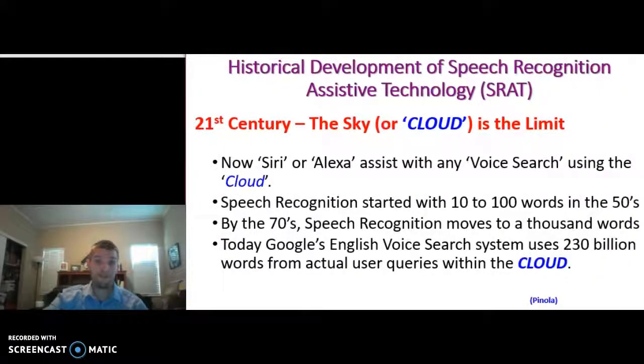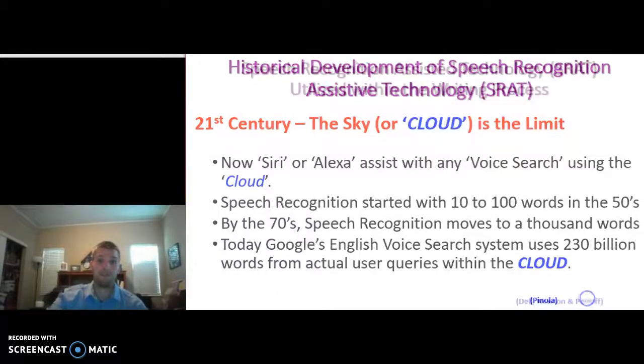In the 21st century, now Siri or Alexa assist with any voice search using the cloud. So it's literally the sky, or cloud, is the limit. Speech recognition, again, started with 10 to 100 words in the 50s, to thousands of words in the 70s, and now today Google's English voice search system uses 230 billion words from actual user queries within the cloud.